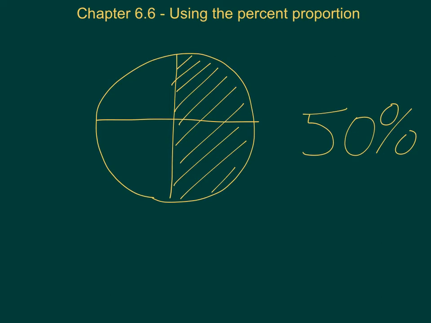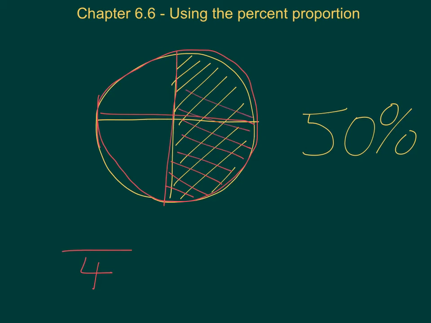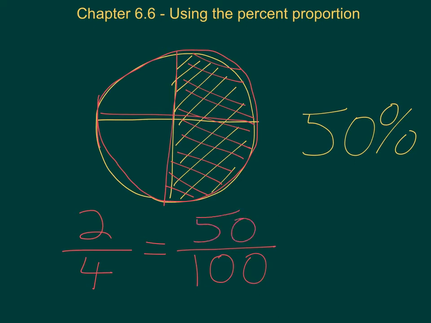Because you were looking at my pizza here, thinking that I had 4 slices. So my whole pizza is made up of 4 slices. The portion that I ate was 2 slices. So if I want to write that as a percent proportion, then 2 over 4 is the same as 50 over 100. 50%.